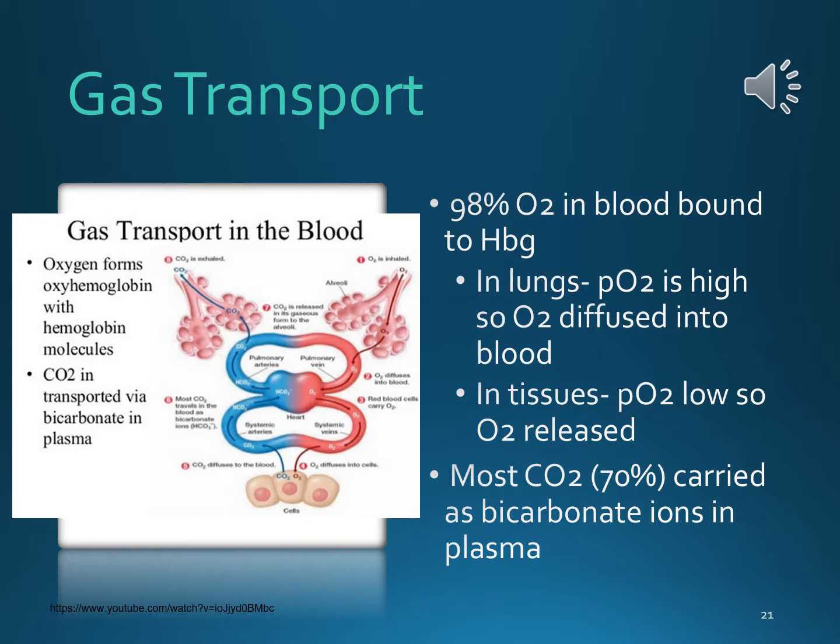So in the lungs, the PO2 is high in the inhaled air compared to the PO2 in the blood, so oxygen diffuses into the blood and binds with hemoglobin to form oxyhemoglobin. It travels through the blood into the tissues where the PO2 is relatively low, and so the oxygen is released from the hemoglobin and diffuses into the tissues. Most carbon dioxide, at least 70% of it, is carried as bicarbonate ions in the plasma. And if you recall from acid-base, bicarbonate ions are very important for acid-base balance.